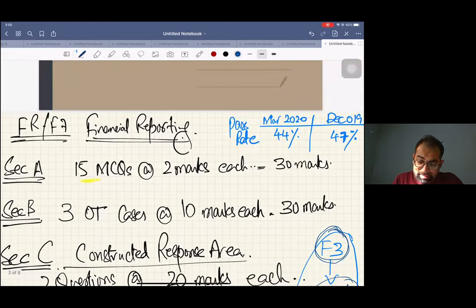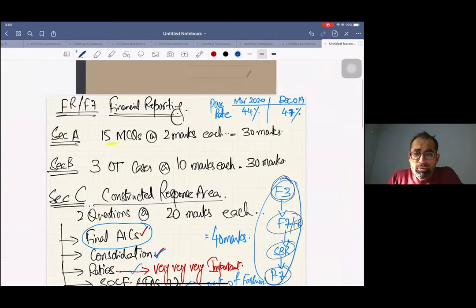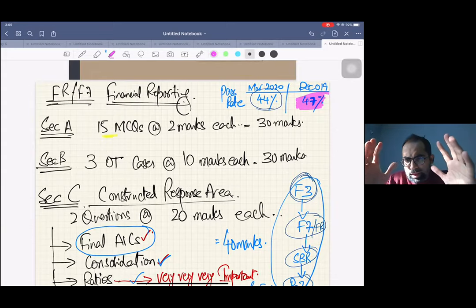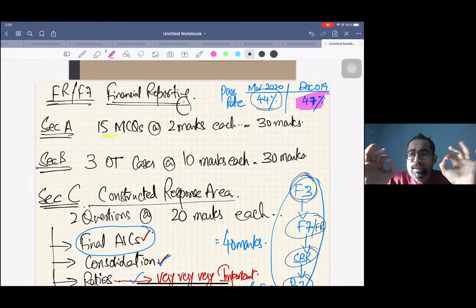Now, what's the pass rate of the F7 FR paper? I'm just giving you two passing rates, and then I'll tell you the average. March 2020, the passing rate was 44%, and for December 2019, it was 47%, right? Normally the FR passing rate falls between 45 to 50%, which is very good for a professional qualification like ACCA, right?